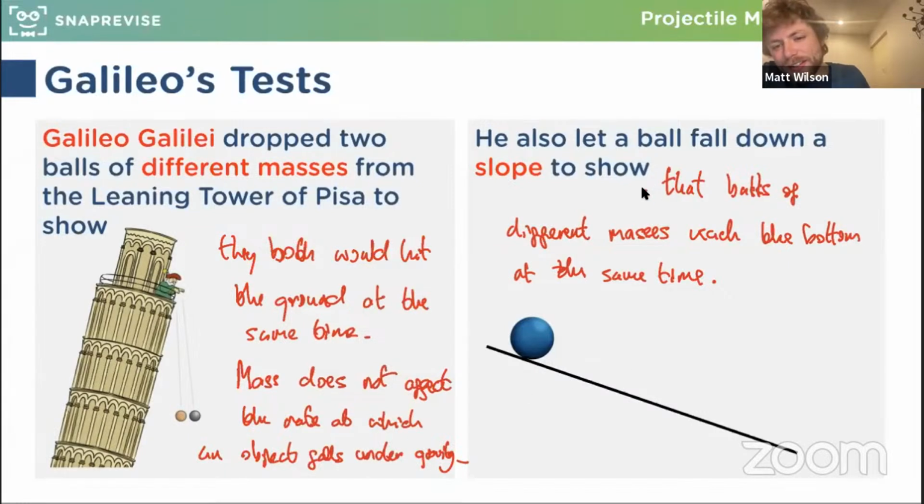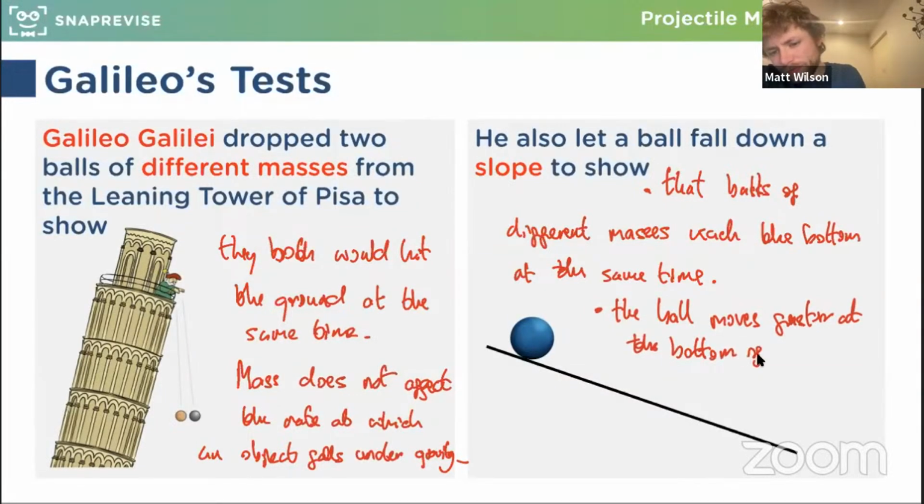On the other hand, there's an additional thing to point out here, something I didn't talk about too much yet. The ball will accelerate. The ball will move faster at the lower points of the slope than at the higher points of the slope. So let's write that down as well. The ball moves faster at the bottom of the slope than the top. Good. Okay, perfect.